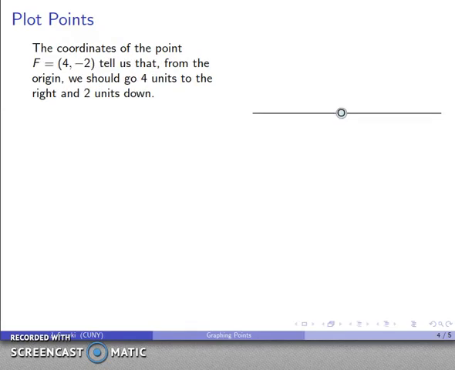What if I actually want to plot a point? So given the coordinates of a point, how do I find it? Well, again, the coordinates tell you how to get there based on where the origin is located and where the principal direction is. So, for example, let's say I want to get to the point 4, negative 2. Well, I have the origin, I have my principal direction, and if I want to plot this point, this says 4, it's positive, so I'm going to go 4 units to the right. This is negative 2. Negative says I'm going down 2 units.